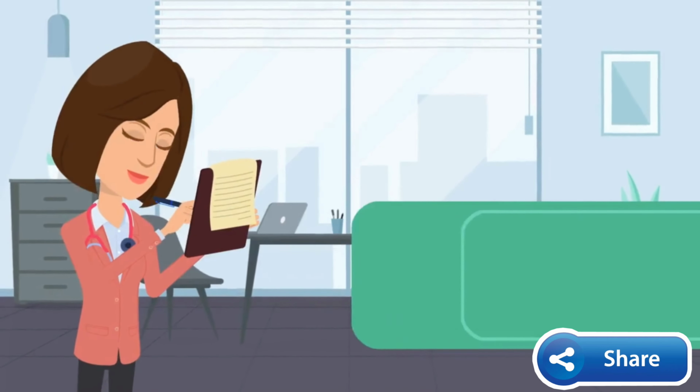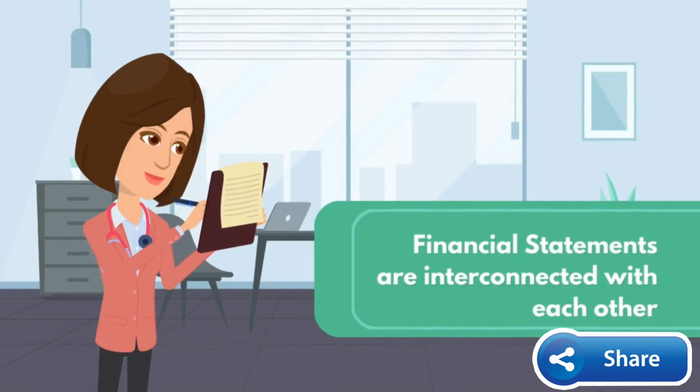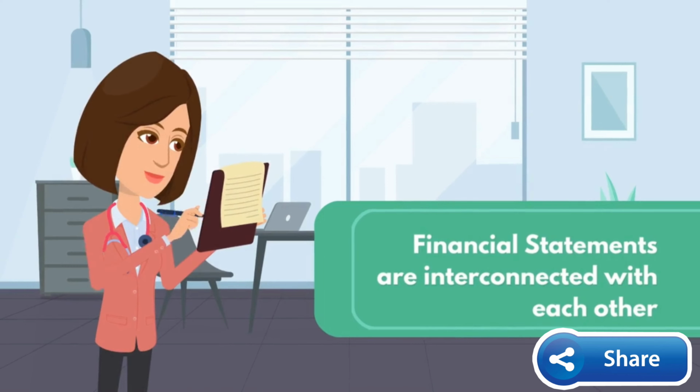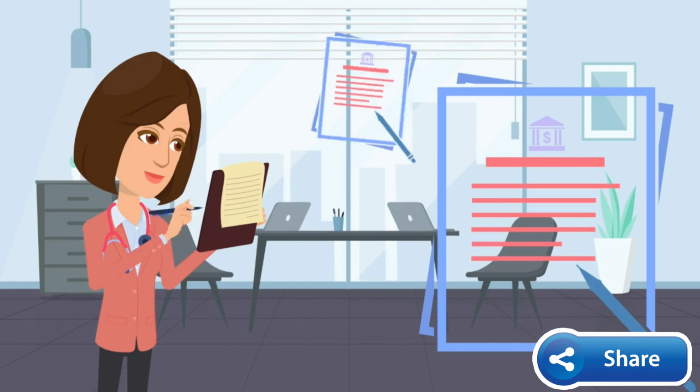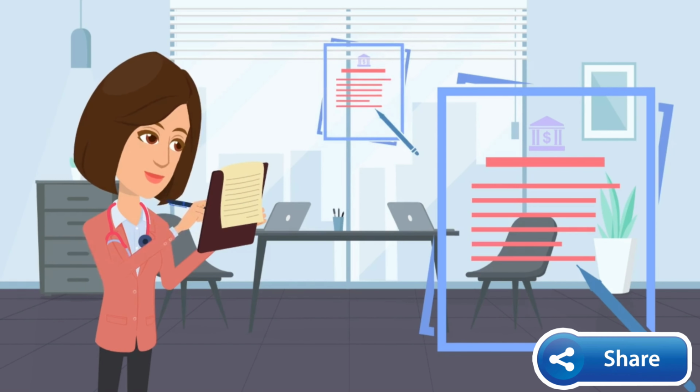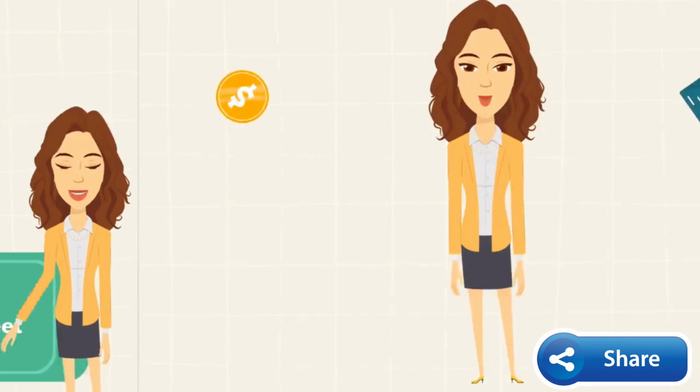The financial statements are linked by certain elements and thus must be prepared in a certain order. Remember that financial statements are interconnected with each other, meaning that you cannot proceed to make the next statement without certain elements from the other statement. The result of the income statement feeds the retained earnings account on the balance sheet. In the income statement, the net income is computed, and this net income will then be in the retained earnings section of the balance sheet.